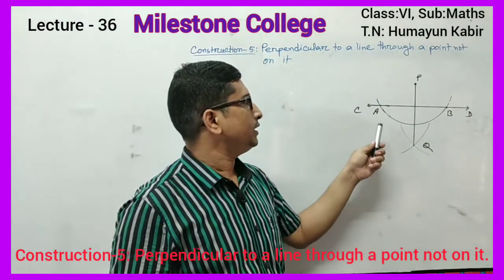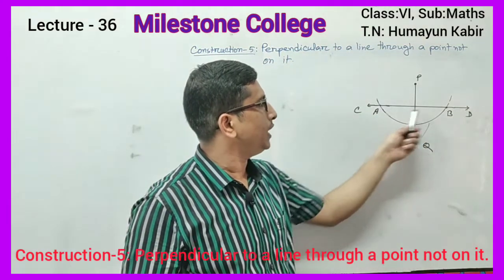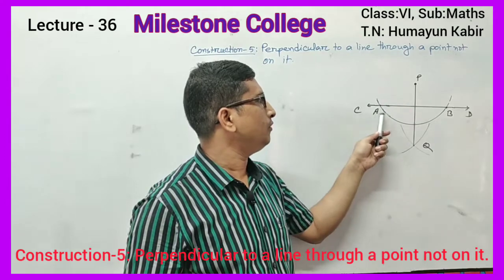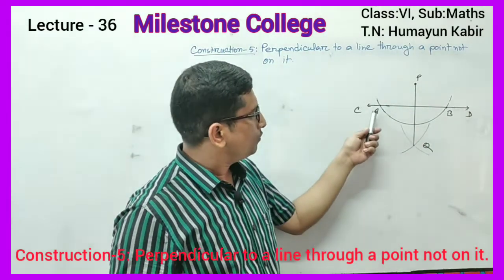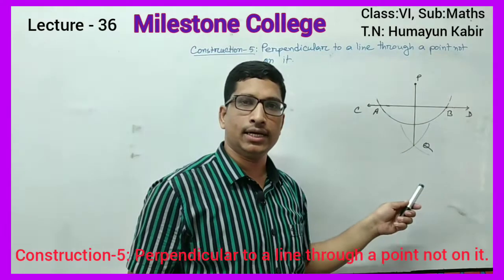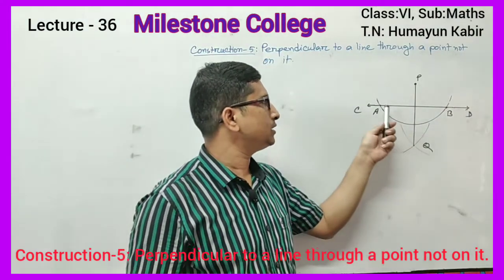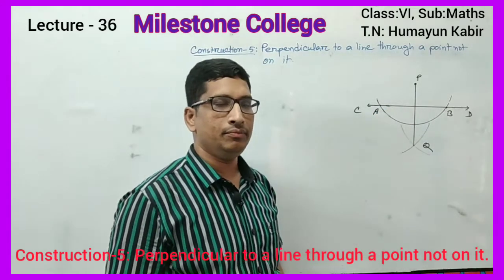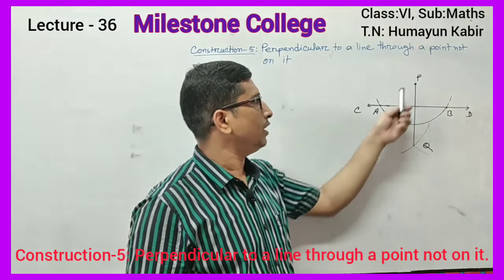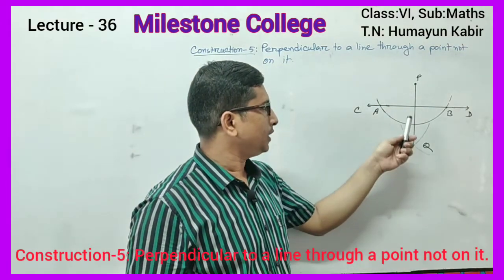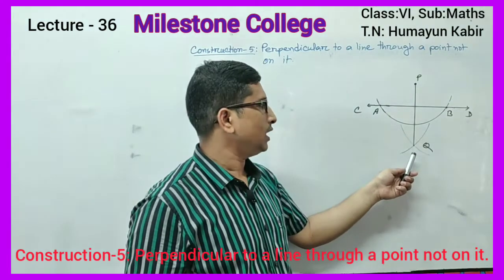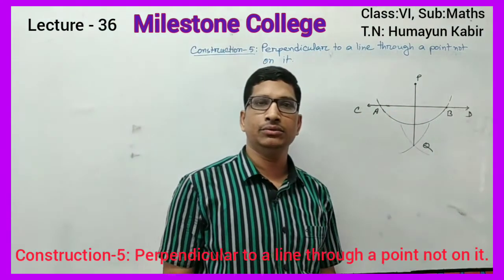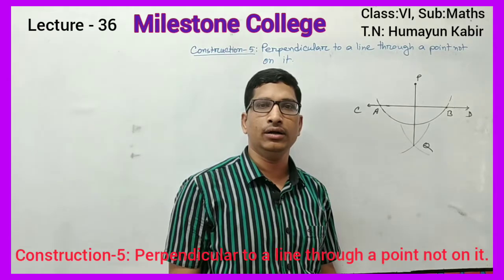Okay, after that, taking the radius more than half of AB, and with A and B as centers, we draw two arcs on the opposite side of AB from P. So these two arcs cut each other at point Q. Now we will join P and Q, then this PQ will be our required perpendicular.